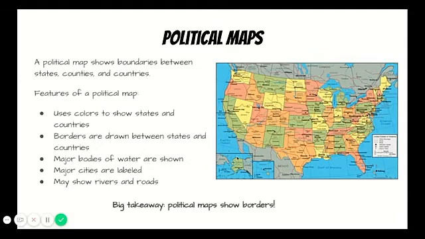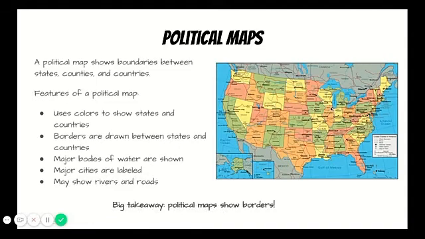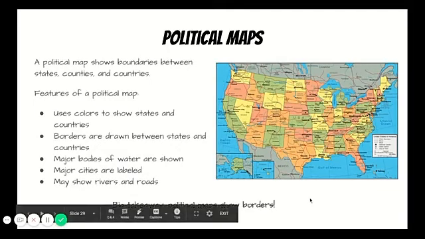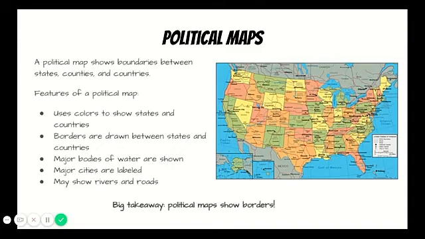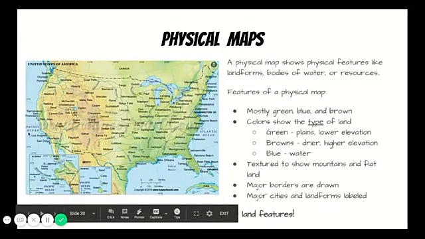You can see the map, it has different colors showing the different states and countries. It also shows borders that are drawn between the states and countries, and the major bodies of waters are also shown using the blue colors. If you see the parts of the map with blue, it shows the bodies of water. Okay, then also major cities are labeled, and may show rivers.